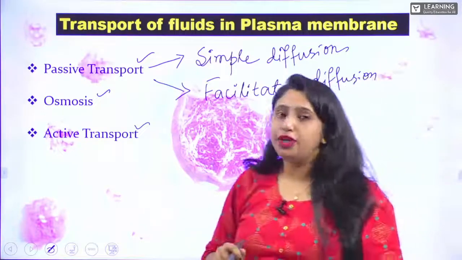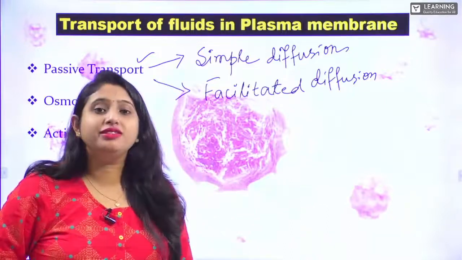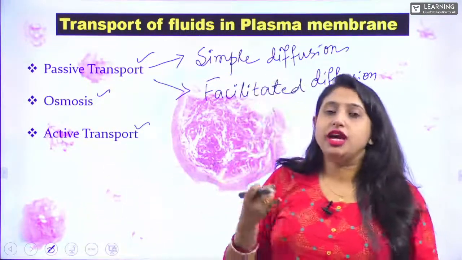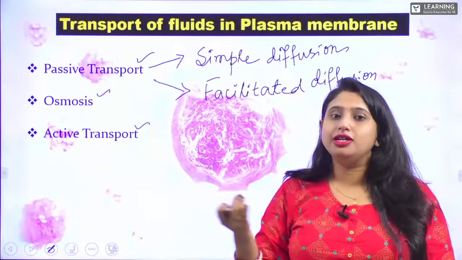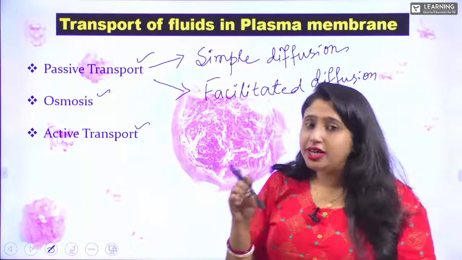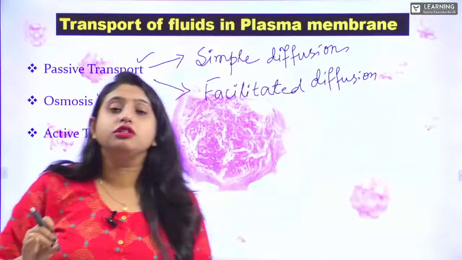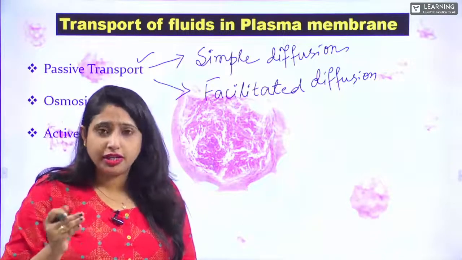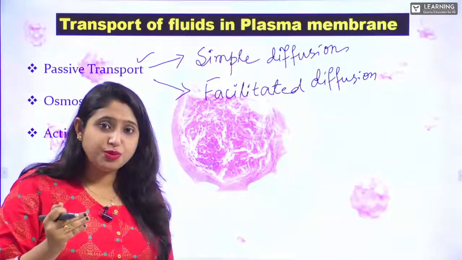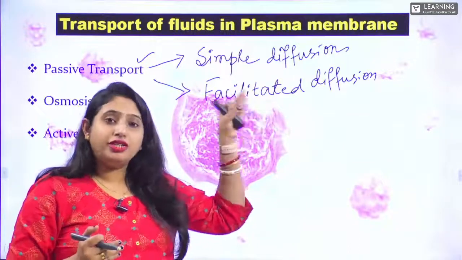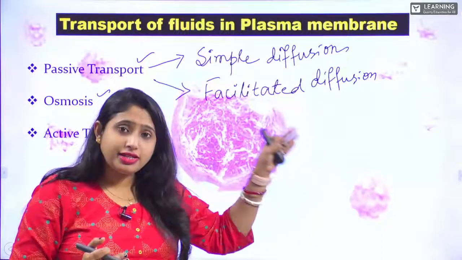Now, what is simple diffusion? Simple diffusion means water molecules, which have the capacity to cross the lipid bilayer. They can easily move through it. But some other molecules which require support cannot cross the lipid bilayer of the plasma membrane. So they require support. In that case, facilitated diffusion is necessary.